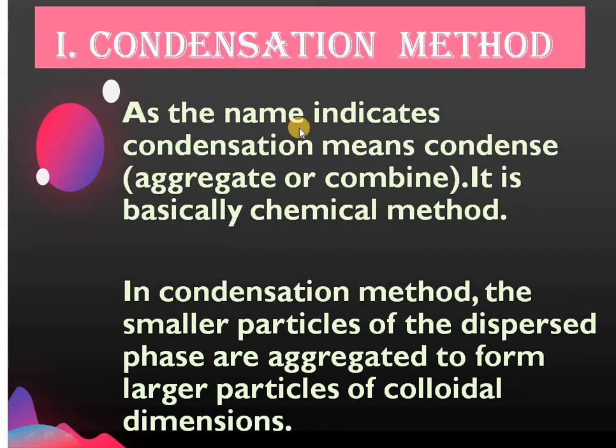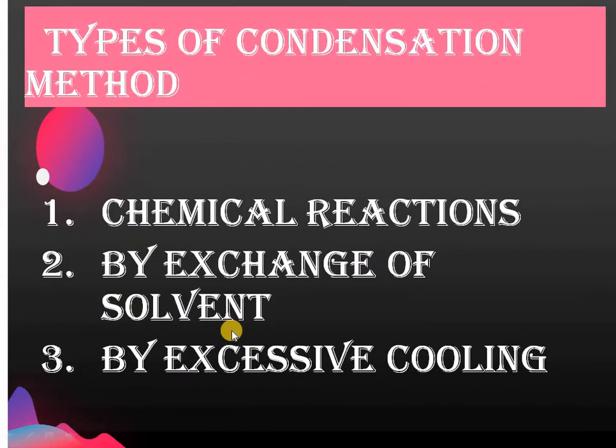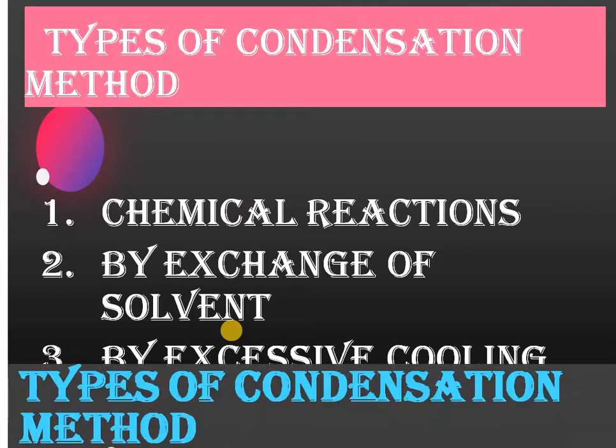So what is the condensation method? As the word indicates, condensation means combine or aggregate. Basically this condensation method is a chemical method in which the smaller particles of a dispersed phase are aggregated to form large particles of colloidal dimensions. The types of condensation methods are chemical reactions, exchange of solvent, and excessive cooling.